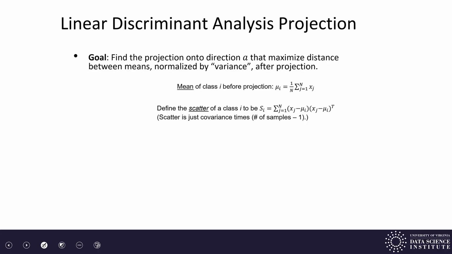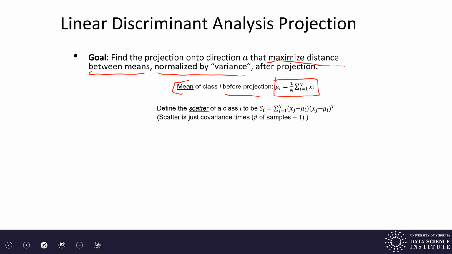So the goal is to find the projection onto A that maximizes the distance between the means, and we're going to normalize by some sort of variance after the projection. To do this, we're going to need to start with some formulas. The mean of class i, before projection, is this. This is obviously just the formula for the mean of class i, so that's not anything new.